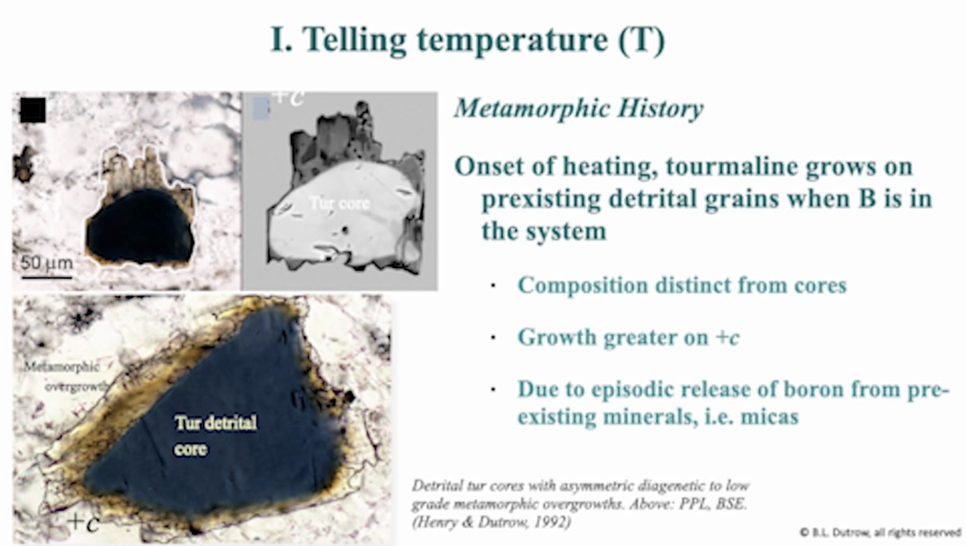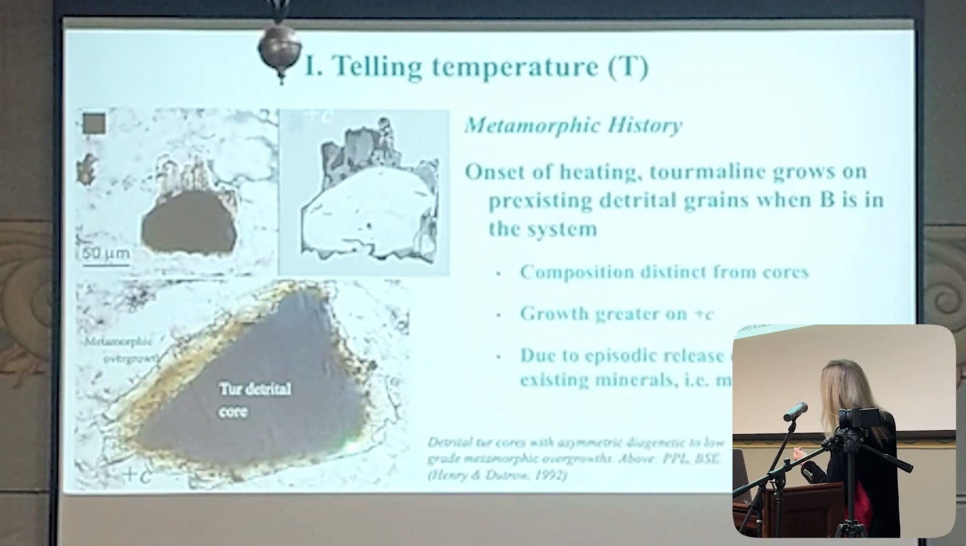There's more growth and it's faster on the plus C direction. And you can see that the new composition is a very different color than the original detrital core. So here's the original detrital core, and here's the overgrowth.